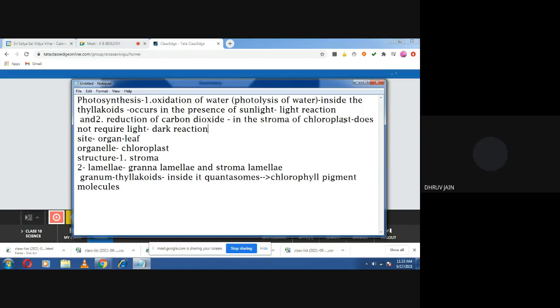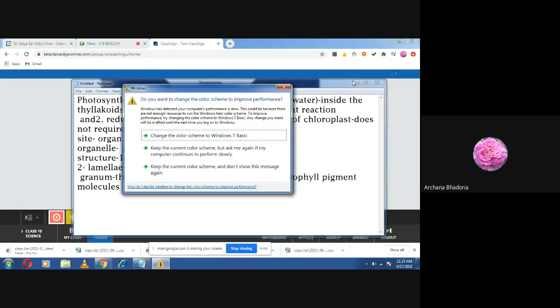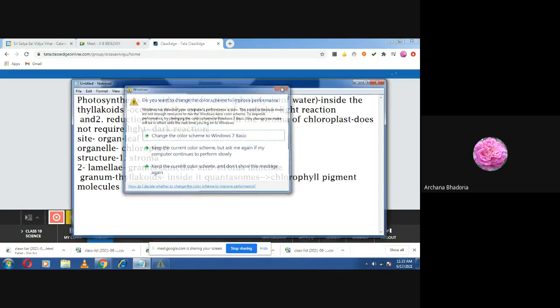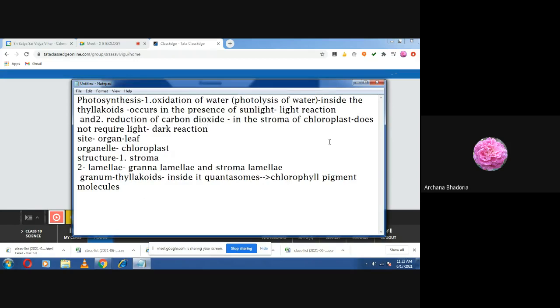Ma'am, does anything happen in the stroma lamellae that is mentioned there? No, the stromal lamellae are just connecting the grana. It is only a structural feature. But inside the quantasomes, the photolysis of water will occur, and then in the stroma, the reduction of the carbon dioxide will occur. Understood, everyone?